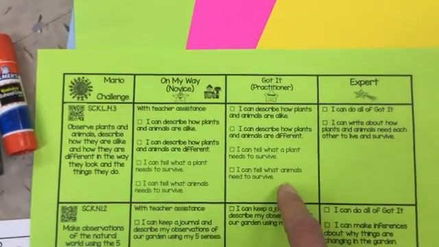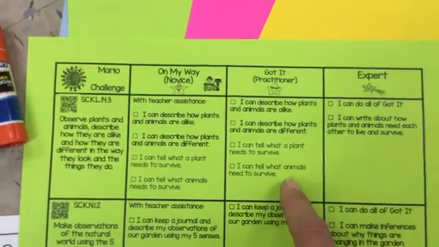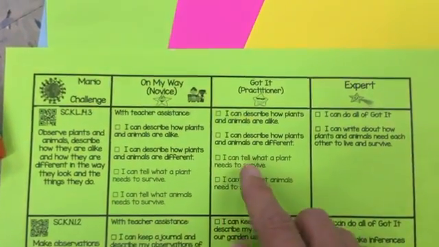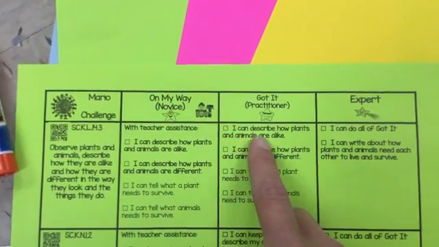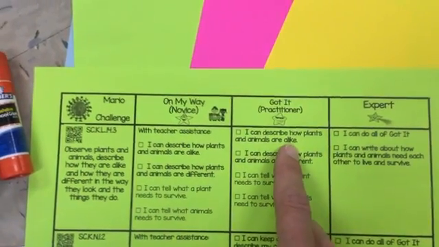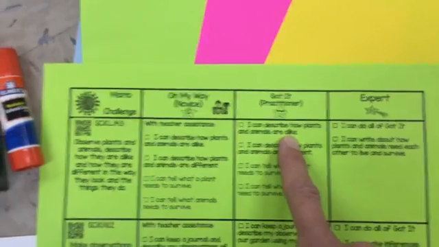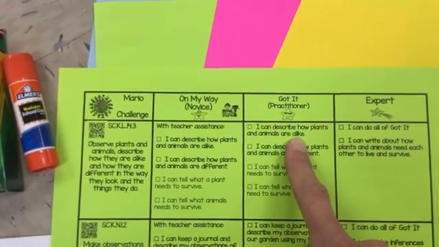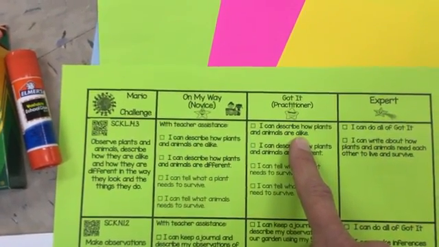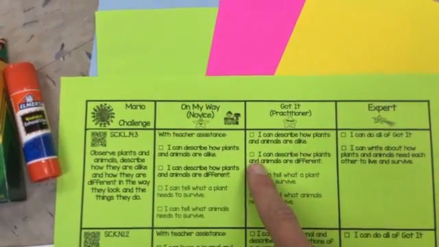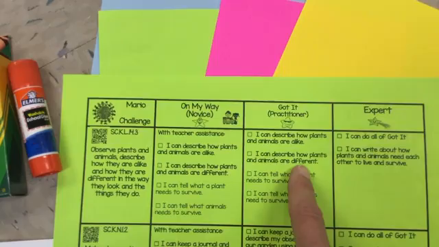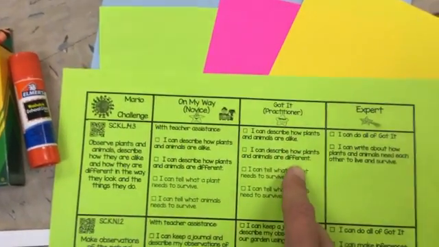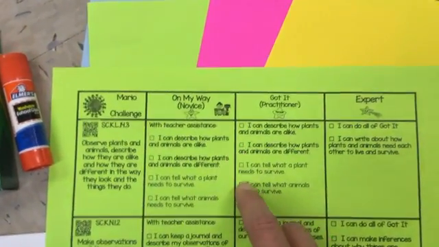So by labeling a flower, we're labeling the parts of a plant. So we're going to go down here where it says, I can describe how plants and animals are alike. If after you do this activity, you can tell your teacher how plants and animals are alike, you can check this box. If after this activity you're able to say, I can describe how plants and animals are different, so you know how they're alike and how they're different, you can check this box.